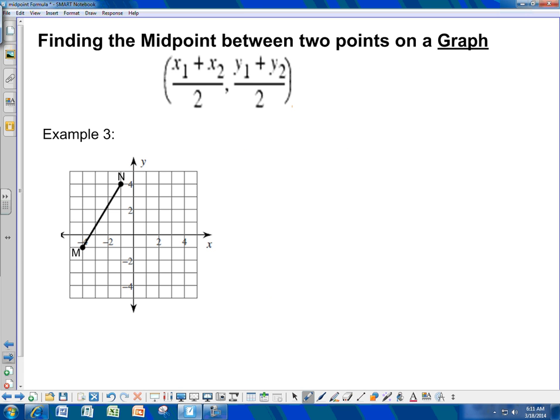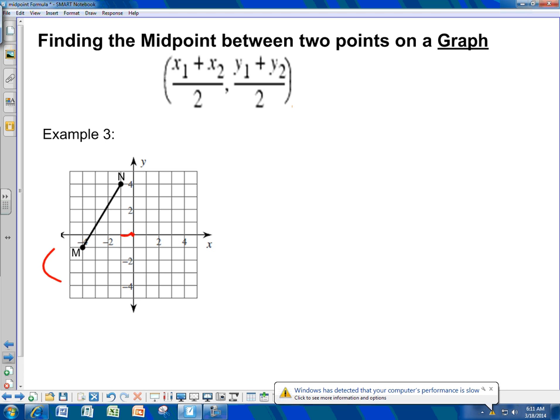All right, example 3. In this example, they're not giving you values of the 2 points. They just put them on a graph, and they want you to come up with those values, those locations for x and y. Well, in this case, it's not x and y, it's m and n that are our 2 points. So we're going to look at m first, and if we start from the center, from the middle, we're going to figure out what the x value would be for m.